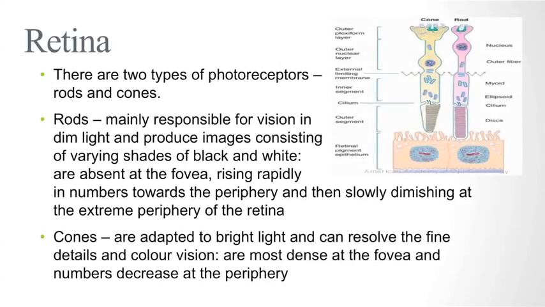There are 2 types of photoreceptors, rods and cones. Rods, mainly responsible for vision in dim light and producing images consisting of varying shades of black and white, are absent at the fovea, rising rapidly in numbers towards the periphery and then slowly diminishing at the extreme periphery of the retina. Cones are adapted to bright light and can resolve fine detail and colour vision, are most dense at the fovea and decrease in numbers at the periphery.